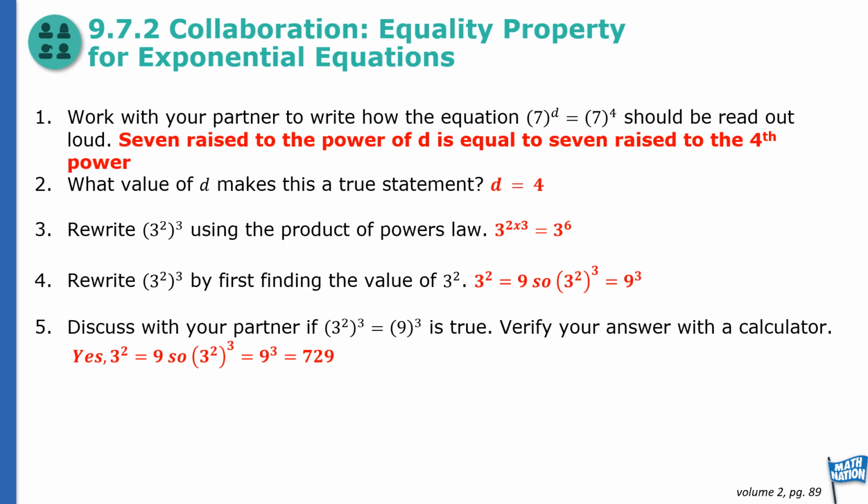So here are the answers written out. And for number 5, you can see, yes, 3 to the 2nd is equal to 9. So 3 to the 2nd raised to the 3rd is equal to 9 to the 3rd, which is also equal to 729.